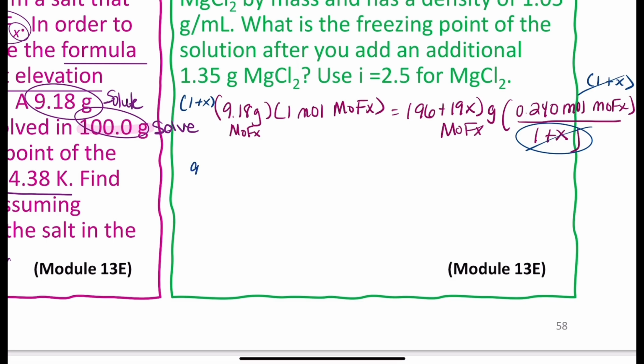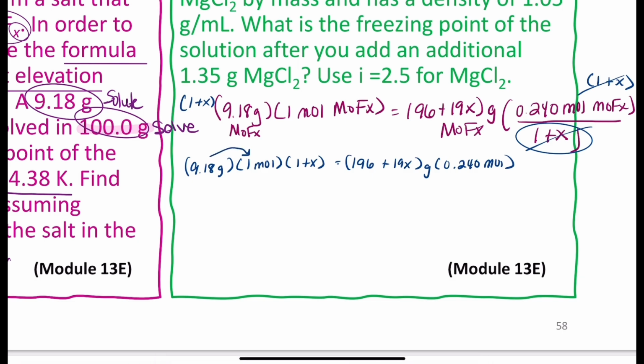So now what I have, I'm going to drop the labels right now. I'm just going to put the units. I have 9.18 times 1 mole times 1 plus x is equal to 196 plus 19x, and that's grams, times 0.240 moles. Okay, so all I did at that point was multiply both sides by the 1 plus x to get that out of the denominator as well. Now I'm going to distribute.